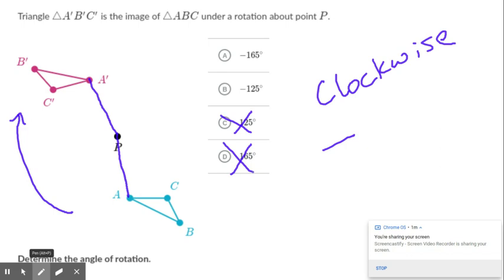Now it's up to me to determine, is that a 125 degree angle or a 165 degree angle? Well, to me, it looks like it's slightly less than a straight line. So I would say A is the correct answer because 165 looks like it's slightly less than 180. 125 just isn't quite big enough.